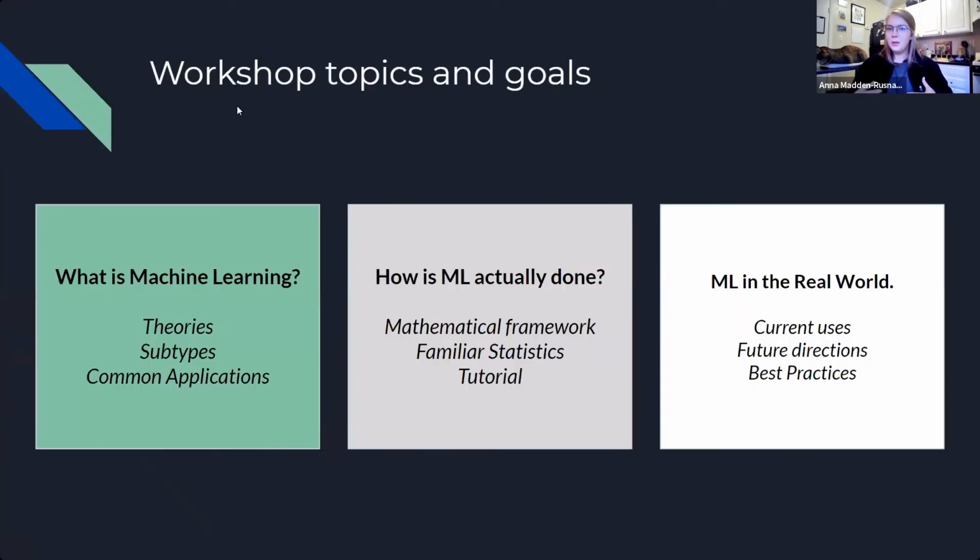And so this is kind of what we're going to cover basically in this workshop. We're going to address the questions of what is machine learning, specifically talking about the theory, subtypes, common applications. How is machine learning actually done? A lot of this is going to go through Ian's tutorial, but I'm going to go over some of the mathematical frameworks, the familiar statistics that might make it a little more understandable, and then some applications of machine learning in the real world. So current uses, future directions, and best practices. So this is broadly kind of the topics we're going to cover. Really, machine learning is an enormous topic. And so just kind of brushing over the different areas, the basic frameworks and things like that.